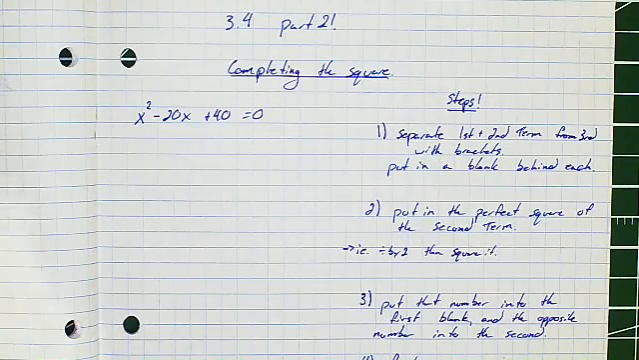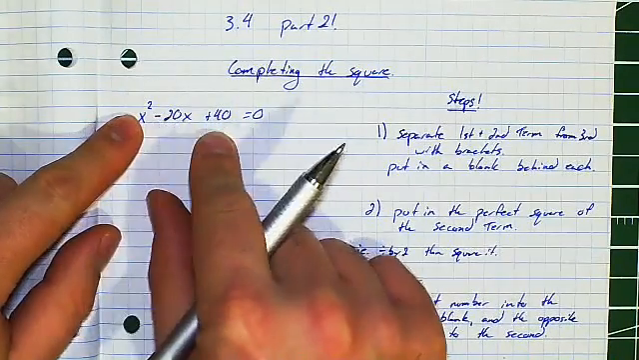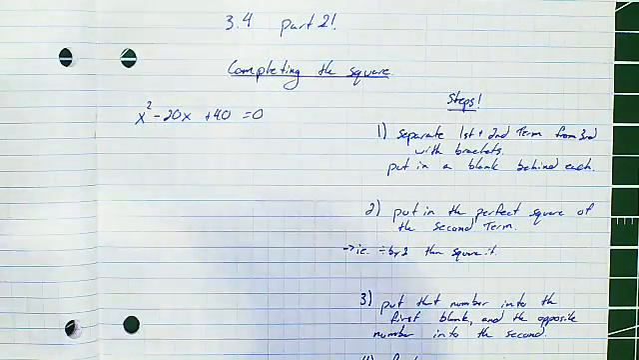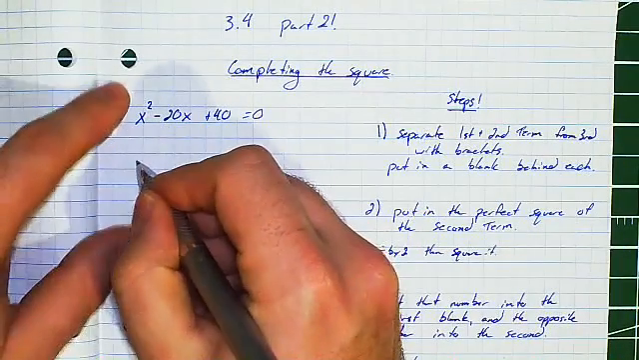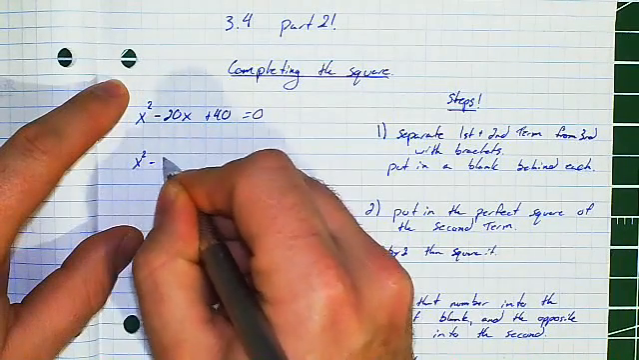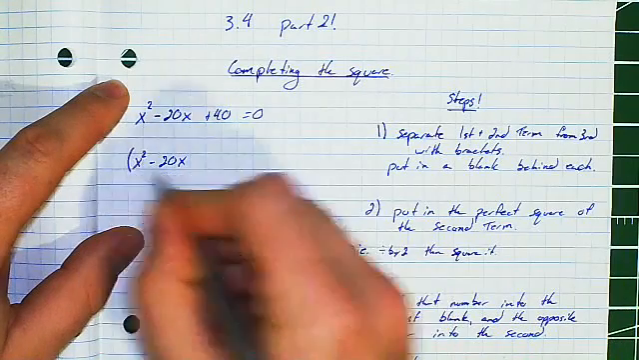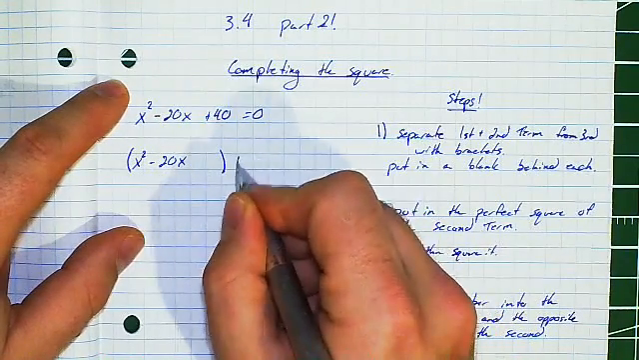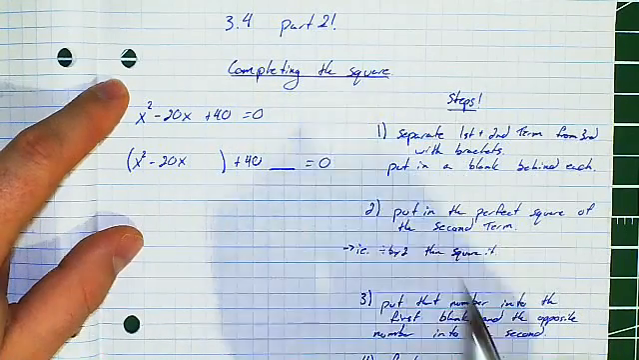So, what you first want to do is separate your first and second term from your third term. We do this by basically putting them in brackets and taking your last term and leaving it outside. So what happens is it's going to go x squared minus 20x. We're going to put a bracket, and there's a space, and we're going to add 40, another bracket, and this equals 0. Okay.